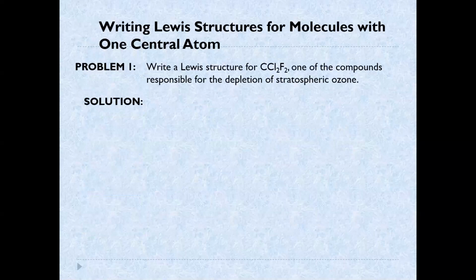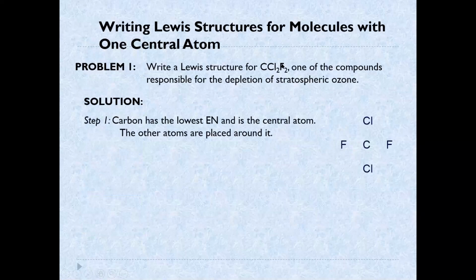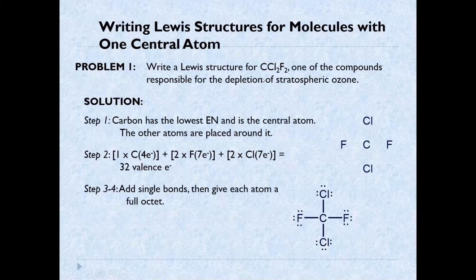So now we have another one: CCl2F2. Carbon is the least electronegative element, so it will be the central atom. As you can see, we surround carbon with 2 chlorine and 2 fluorine, because these are the terminal atoms.